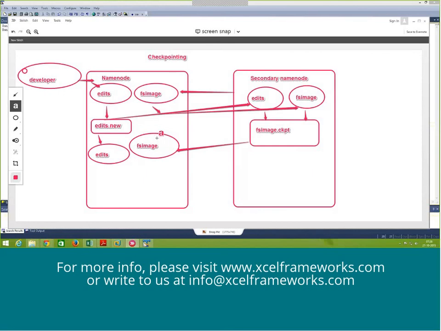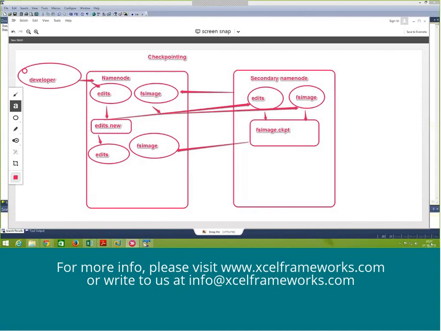You have a bigger FS image file, and while this is being copied, a new edits file is created. This is an empty edits file, which will be rolled into a new file, and you have an edits file here. So this is the process of checkpointing, and this cycle keeps on repeating every 1 hour. Now there is a disadvantage with this: if the name node crashes.